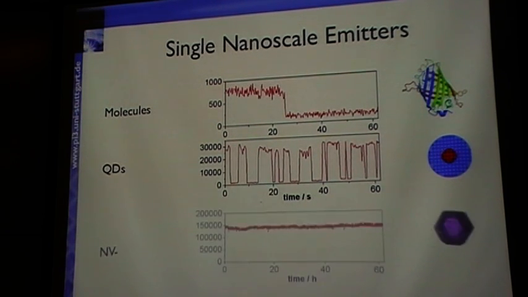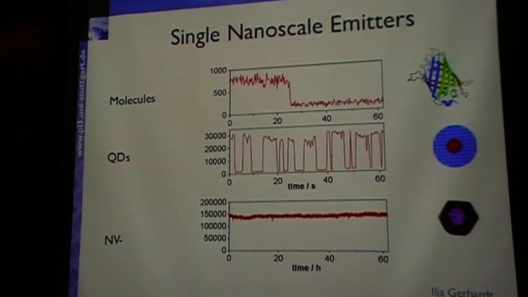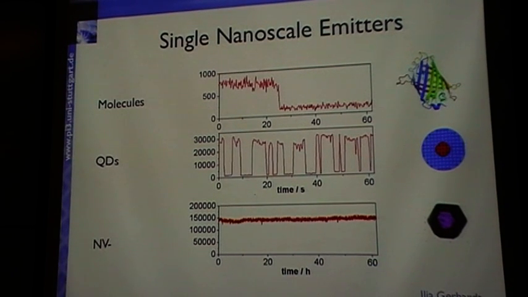For the NV center, it's pretty nice. So if you look at the timescale, this is in seconds. Here, for example, with the GFP, you have a few seconds where you can perform research on these. With quantum dots, you have this blinking behavior, also in the timescale of seconds, and this is in the timescale of hours. So there's just no way really to kill an NV minus center.